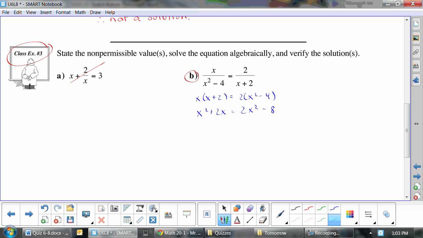And then because we have a quadratic, we want to make it all equal 0. So we go minus x squared from both sides, minus 2x from both sides. And we get 0 is equal to x squared minus 2x minus 8. So exactly, type 1 factoring. So what plus what is equal to negative 2? What times what is equal to negative 8?